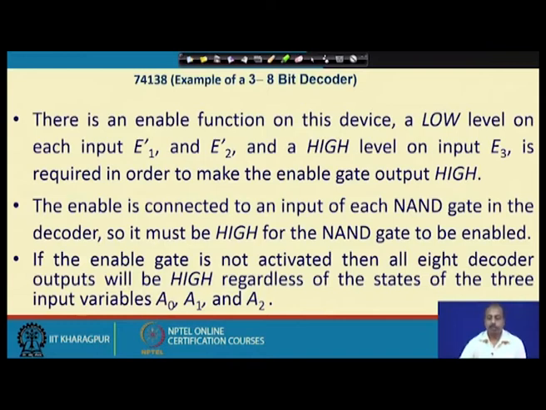There is an enable function on this device. A low level on each of E1 bar and E2 bar, and a high level on input E3 is required to make the enable gate output high, and the enable is connected to an input of each NAND gate in the decoder. So, it must be high for the NAND gate to be enabled. If the enable gate is not activated, then all the 8 decoder outputs will be high regardless of the states of the 3 input variables A0, A1, A2. So, that is for the enable part.